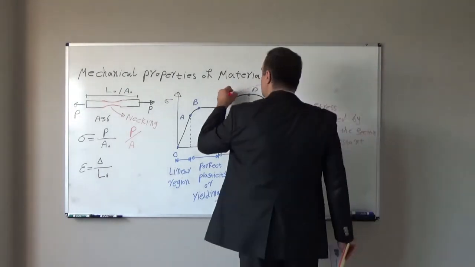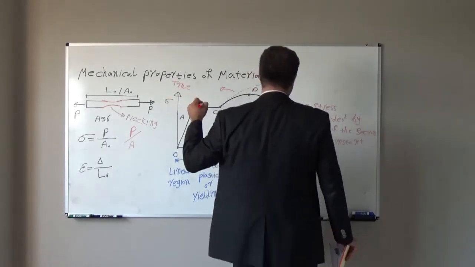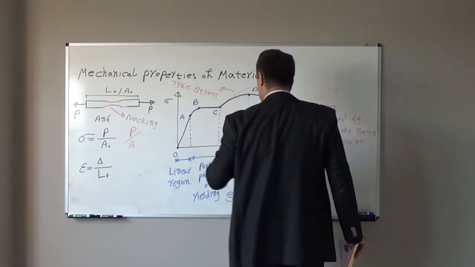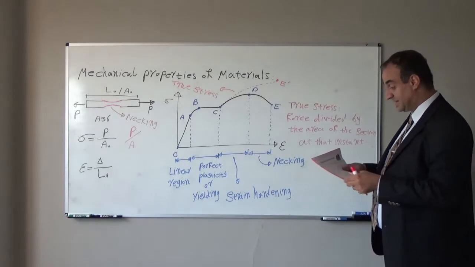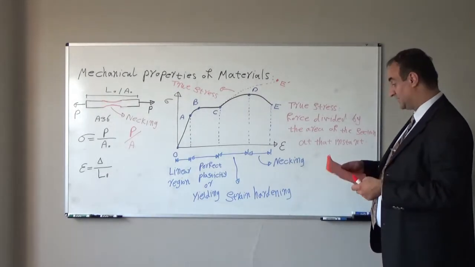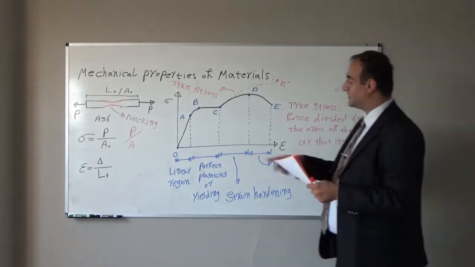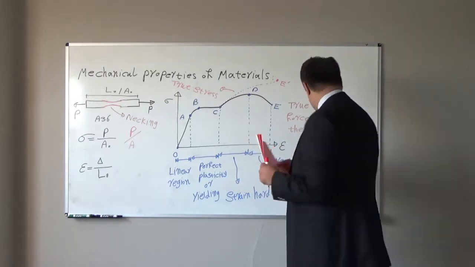This curve, we call it the true stress curve. So that is the first difference. Let's define now these points. What is the proportional limit? So point A here is the proportional limit, or we call it the elastic limit.